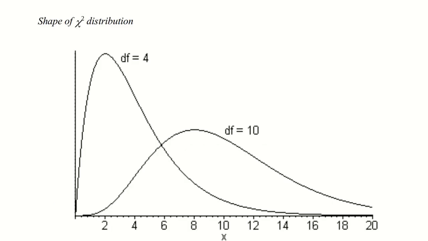So just like for our t-tests, chi-squared is a family of distributions. When the degrees of freedom, df, is relatively small, we can see it shoved up against the y-axis. As the degrees of freedom get larger, we can see it pulled out and kind of squashed and flattened a little bit as well.